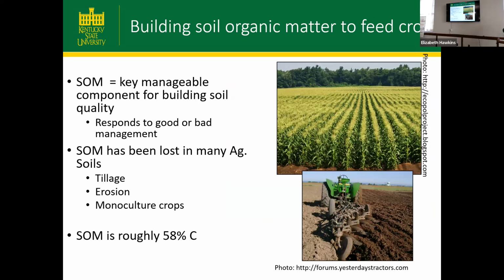This stuff responds to management. We know how to build soil organic matter, and we're always trying to figure out how to do better. We know how we break it down.